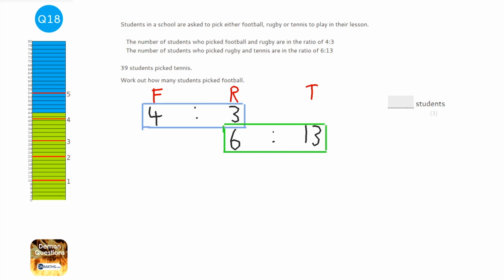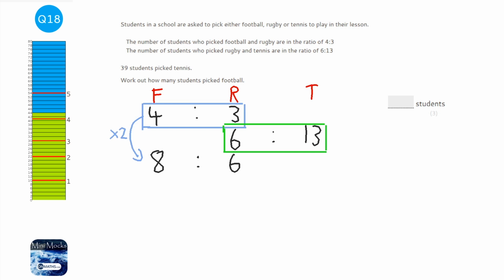What I'd like to be able to do is put the two together and make just one ratio. If you notice, in the one I've put around a blue rectangle, we've got rugby as 3 parts, but in the green one the rugby is 6 parts. So what if I times both of these by 2? If I times both of them by 2, I get 8:6, and that actually matches the other ratio.